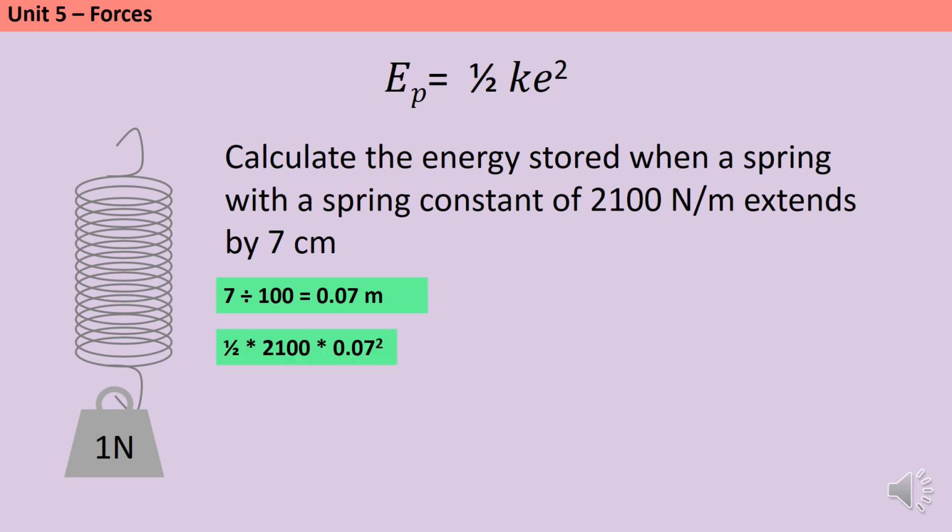The energy stored will be half multiplied by the spring constant multiplied by 0.07 squared. Again, I'm going to tackle that squared term before I do any multiplying. That gives me half multiplied by 2100 multiplied by 0.0049. If I do that multiplication, I get 5.145, and then again, because we're talking about energy, this is going to be in joules. And remember, it's really important if you're writing shorthand to make sure it's a capital J.